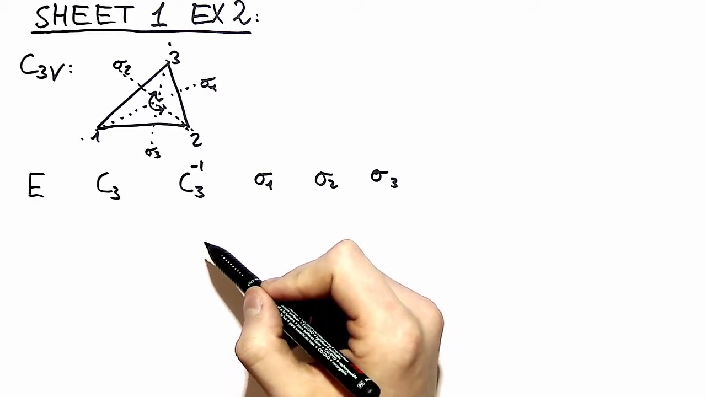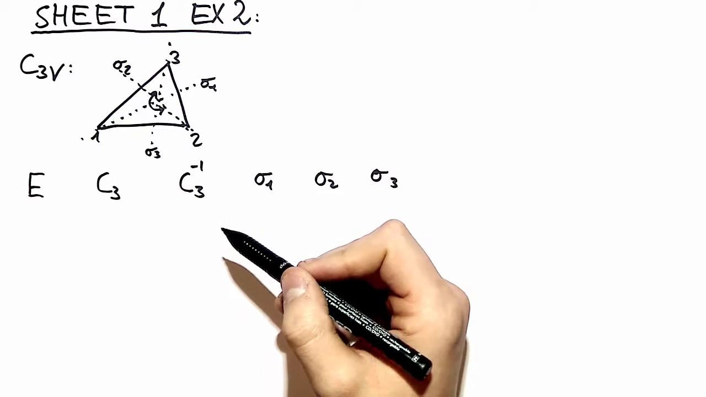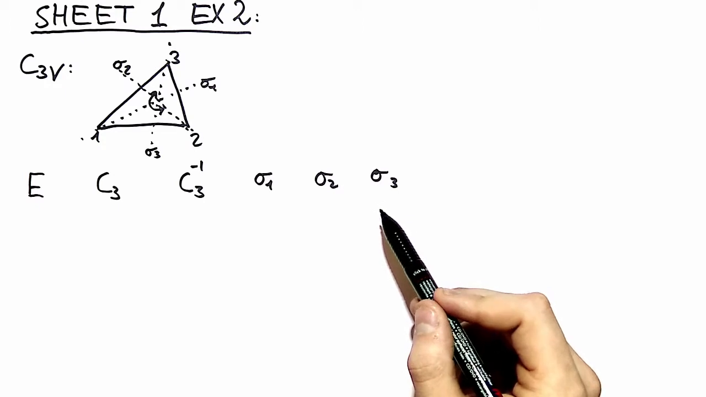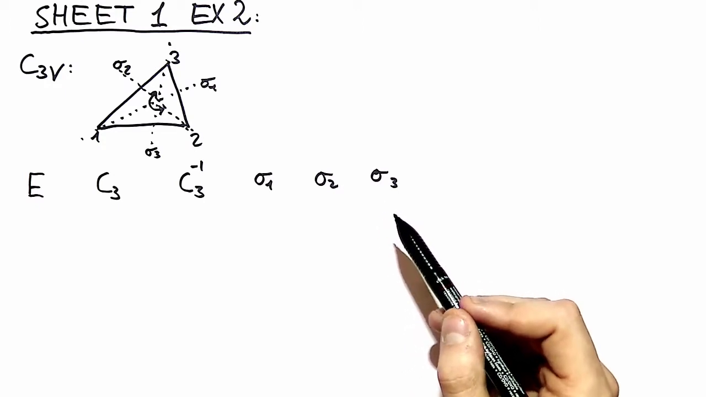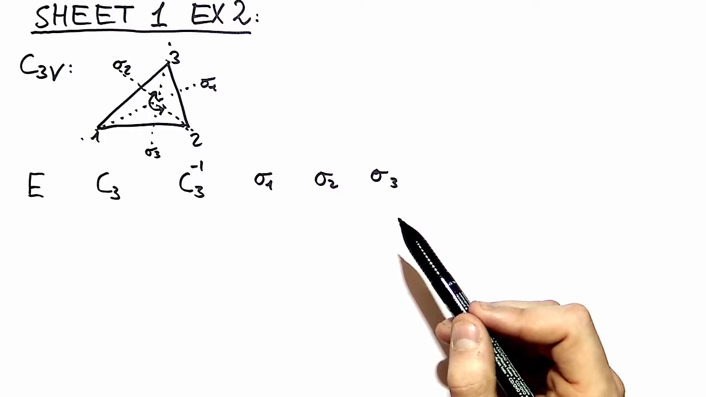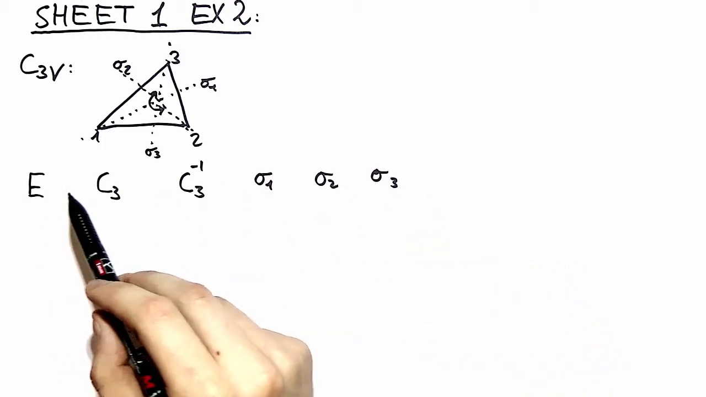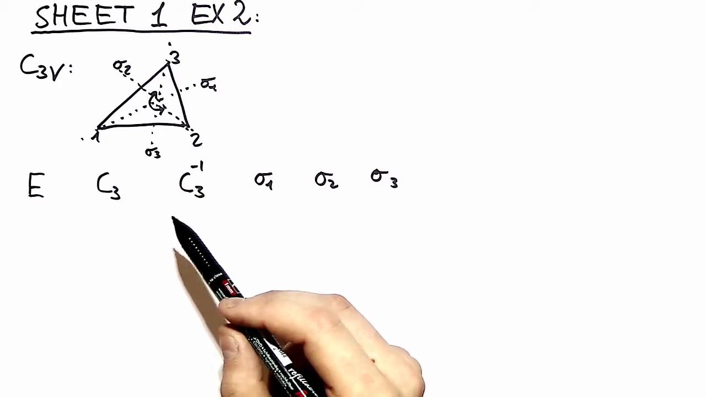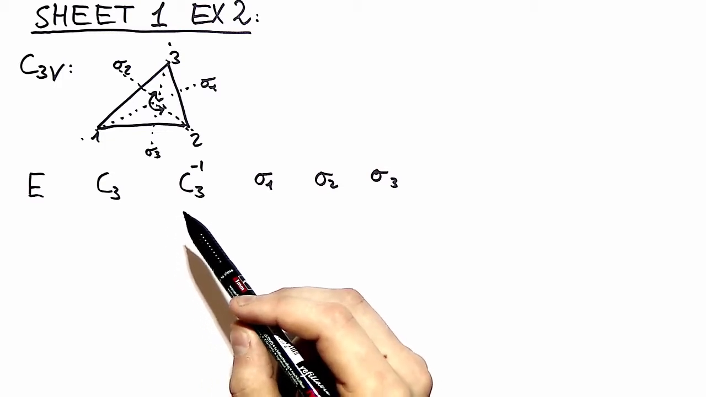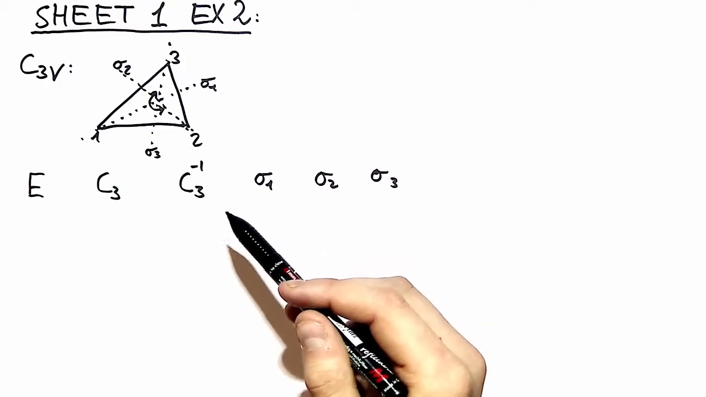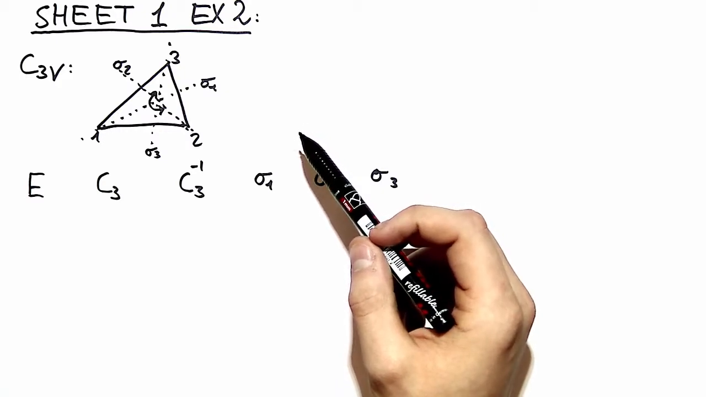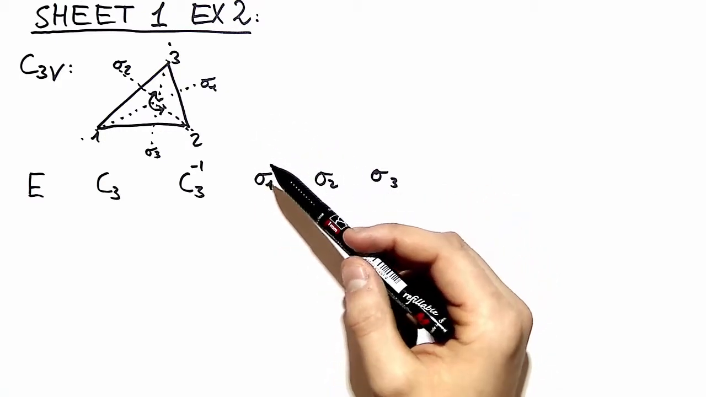The most difficult part of this exercise is probably the identification of the symmetry operations as symmetry operations of the point group OH. First of all, we note that C3V is indeed a subgroup of OH. That means we can identify those symmetry operations with symmetry operations described in list 1.1 in the script. But how do we do that? The crucial point is that we have to find an axis or a plane that leaves every point in OH invariant under the symmetry operations of C3V.